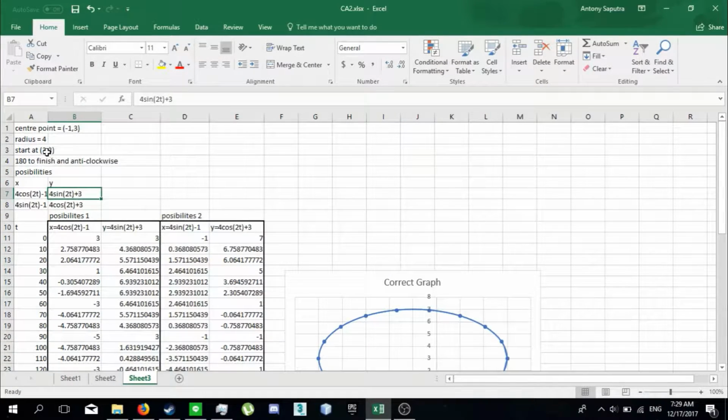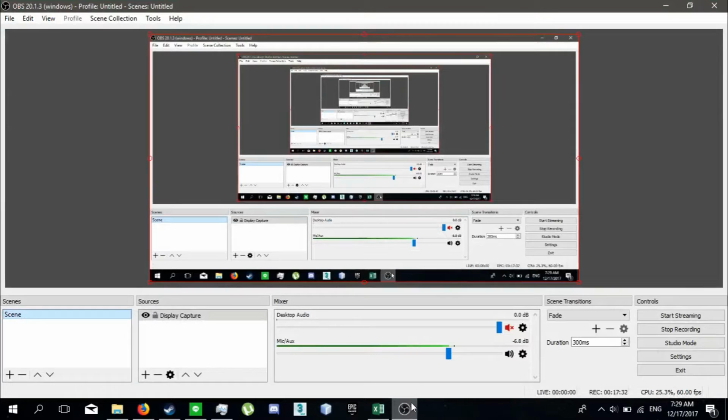And the circular movement is going to be tricky because there are so many things that you can manipulate: the center point, radius, start at, the speed, and the direction. So that's pretty much it about the parametric equation. I hope you enjoyed it. Thank you.